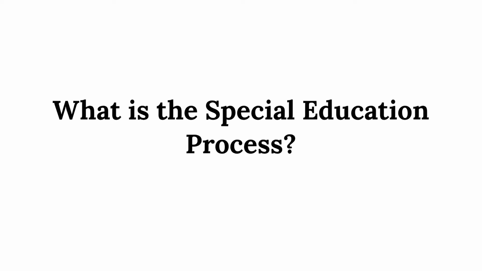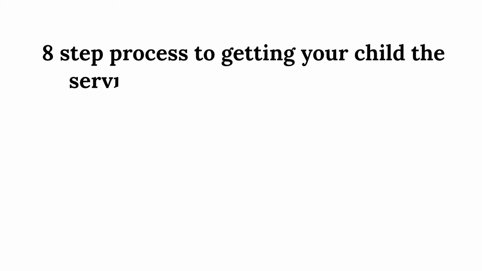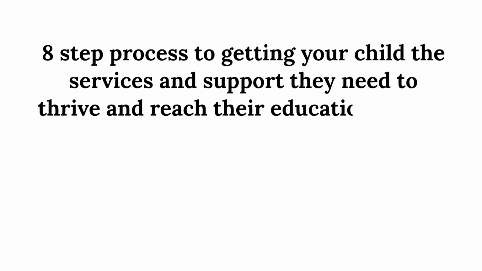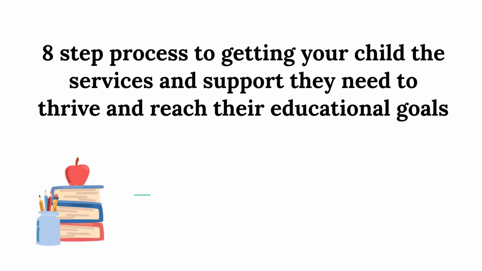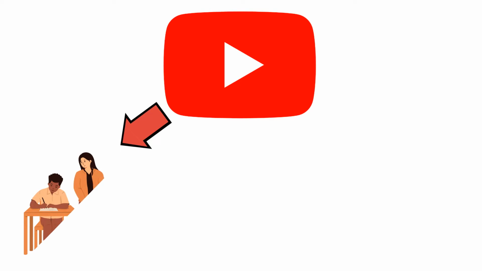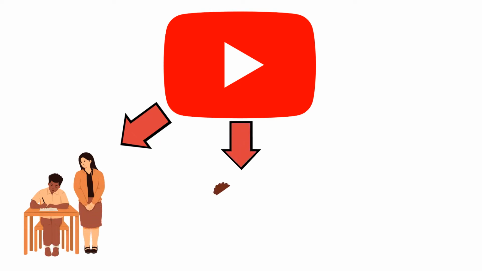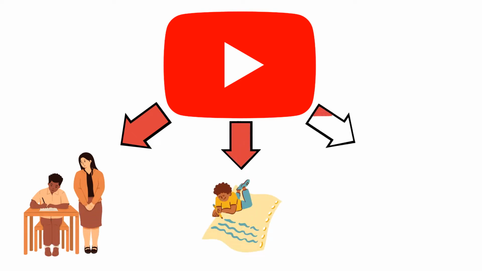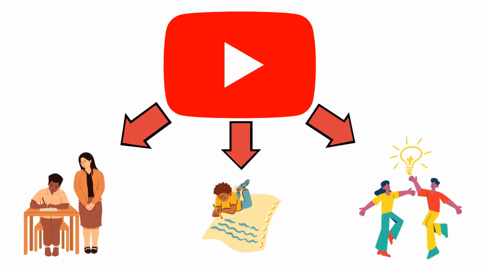So, what is the special education process? It is an 8-step process to getting your child the services and support they need to thrive and reach their educational goals. We will break down the 8 steps throughout this video series, giving you a better overview of the special education process.